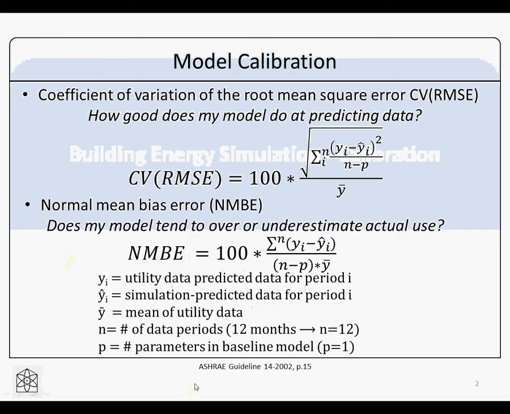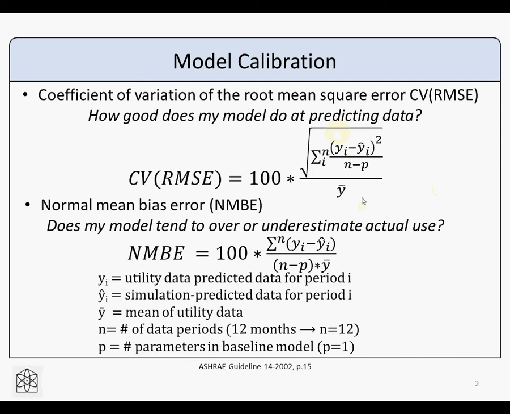So this is specified in ASHRAE Guideline 14. You can read that in more detail if you're interested in the specifics. But the two measures of model accuracy that we'll be using, the two statistics, are the coefficient of variation of the root mean square error. If you've ever taken a statistics class, then you're probably familiar with the mean squared error. And what this statistic says is just how good does my model do at predicting my data.